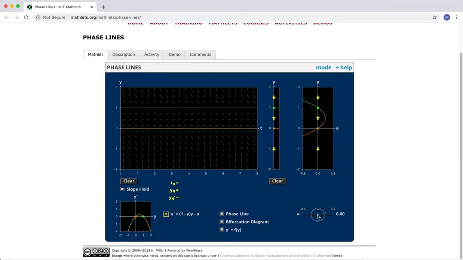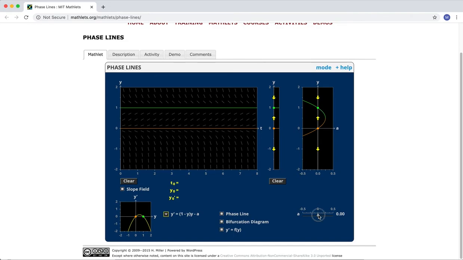Okay, so let's set A to equal 0 so you can see what I mean by that. When A is equal to 0, you see that the two fixed points are 0 and 1. The orange one is at 0 and the green one is at 1. On a bifurcation diagram, when the value of A is 0, that means that we have an unstable fixed point down here and a stable fixed point right there.